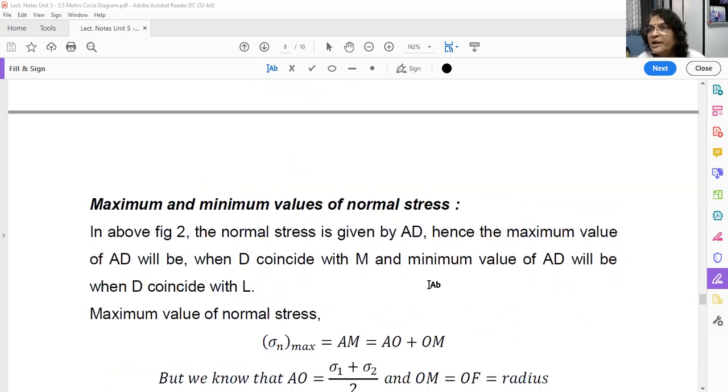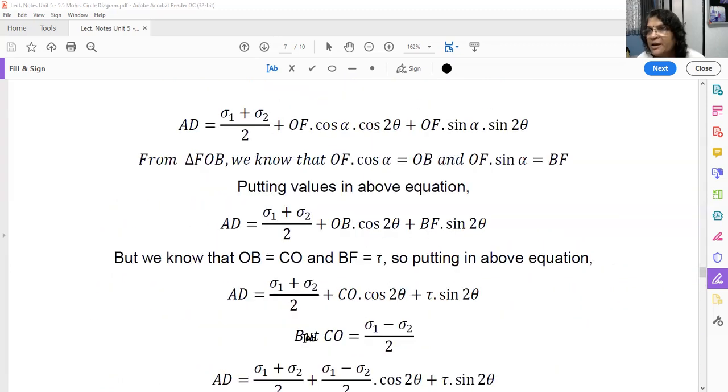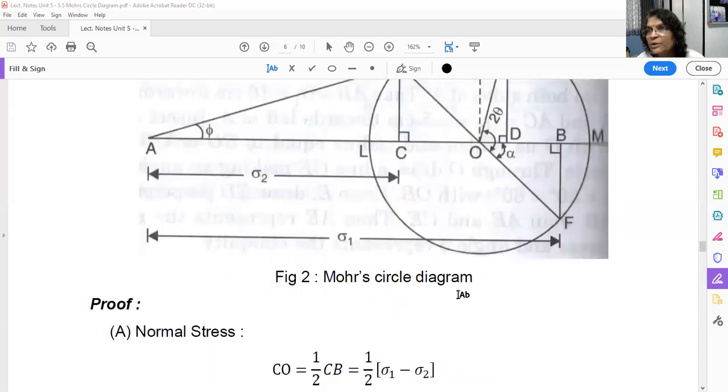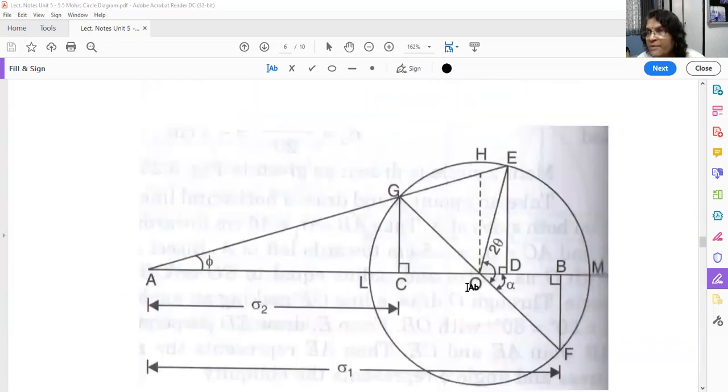So how do we find the principal plane angle from the Mohr's circle? Let us consider here. AM is the maximum principal stress. So when point E coincides with M, this 2 theta angle becomes alpha. Correct? So how do we define tan alpha? That is nothing but tan 2 theta. Tan alpha is equal to BF upon OB. What is BF? Tau. What is OB? It is equal to CO. What is CO? Sigma 1 minus sigma 2 by 2.